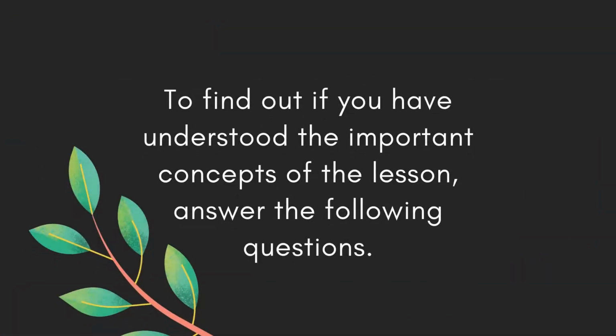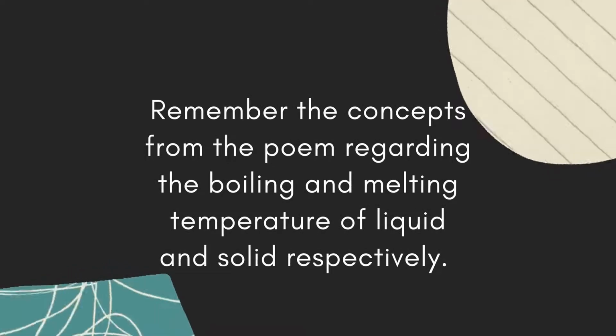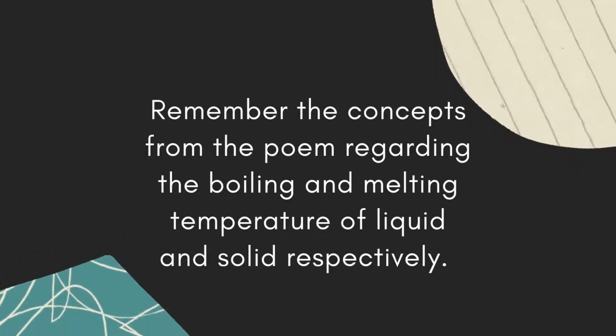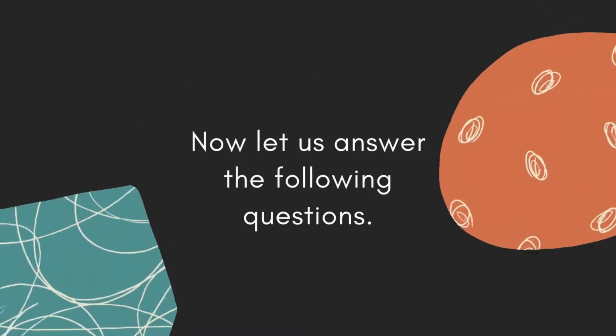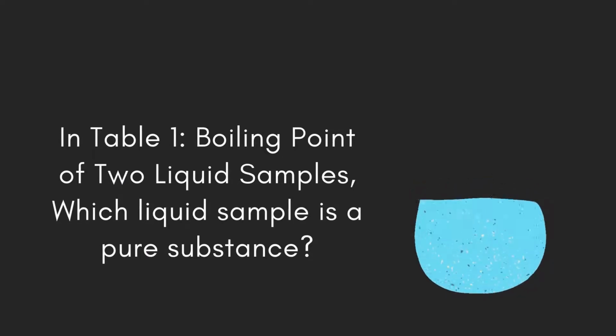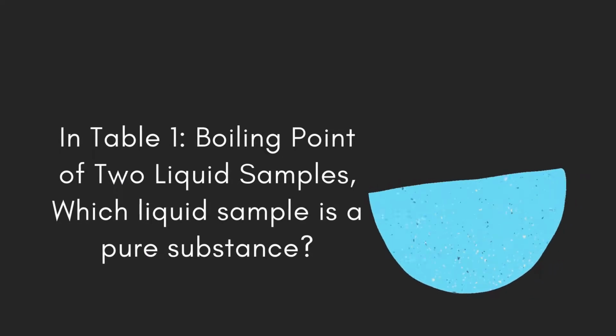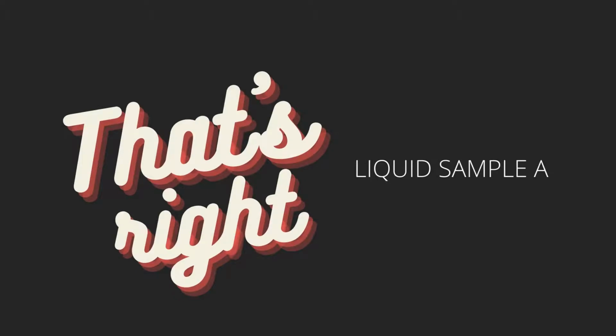To find out if you have understood the important concepts of the lesson, answer the following questions. Remember the concepts from the poem regarding the boiling and melting temperature of liquid and solid, respectively. Now, let's answer the following questions. Question 1. In Table 1, boiling point of two liquid samples, which liquid sample is a pure substance? That's right.